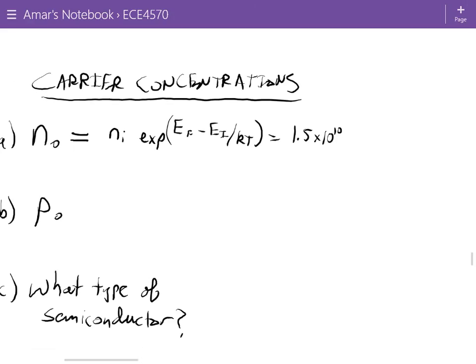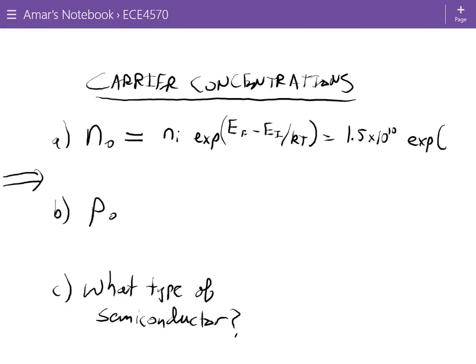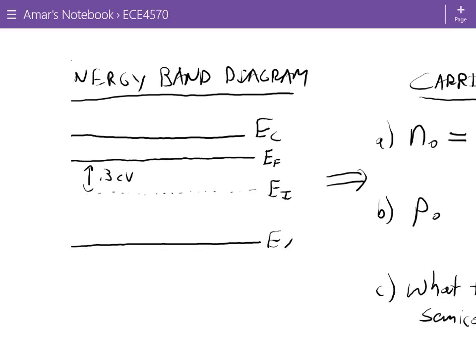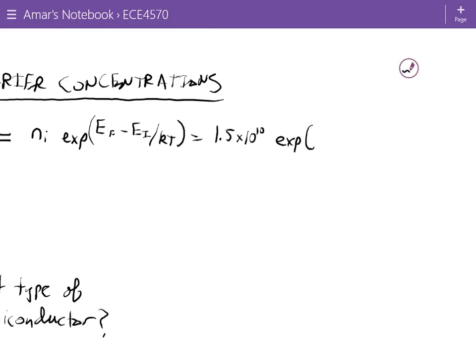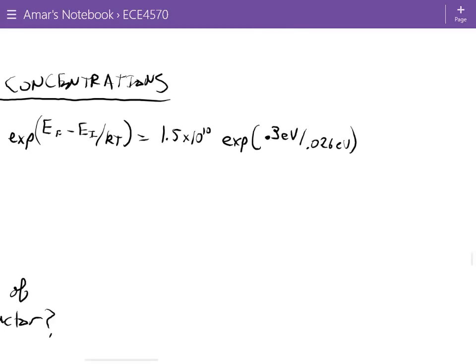And then we have the exponential. Now, the difference between EF and EI, you were told in this problem that the Fermi level is positioned 0.3 electron volts above EI, so the difference between them is 0.3 electron volts. So the numerator here is 0.3 divided by KT, which at room temperature is 0.026 electron volts. Okay, and let me do this real quick on my calculator.